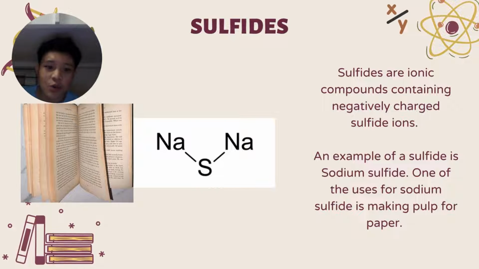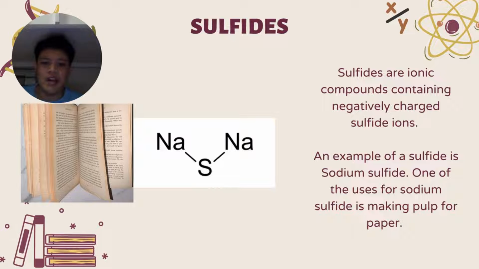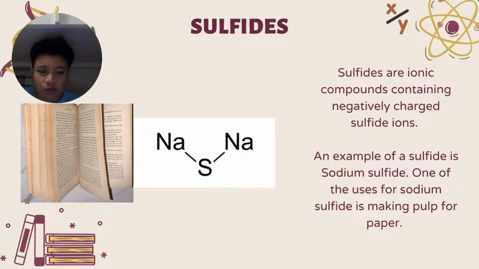Sulfides. Sulfides are ionic compounds containing negatively charged sulfide ions. An example of a sulfide is sodium sulfide. Sodium sulfide is a compound used in the process of making pulp for paper. This is an example of paper in a book.